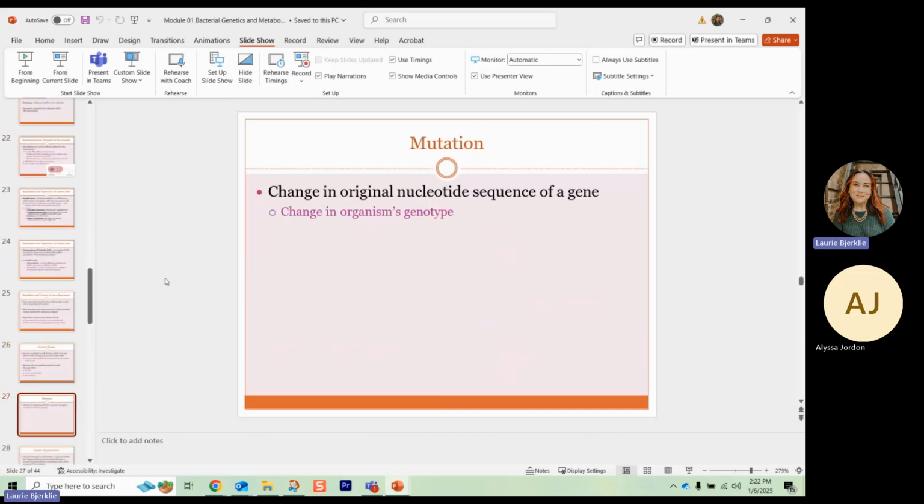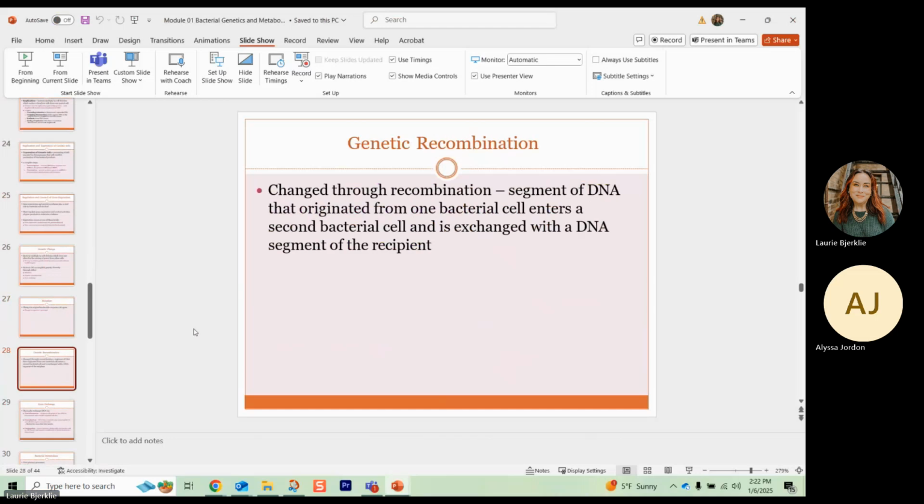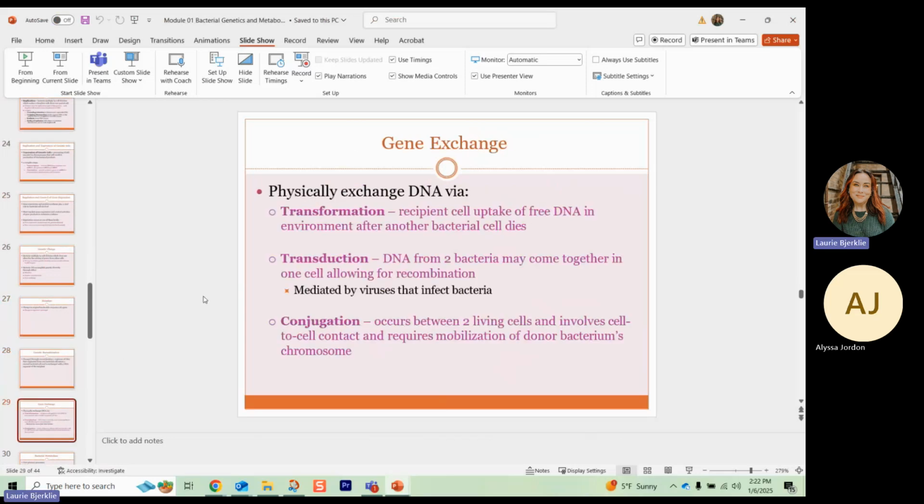So mutation is where they alter their genes somehow. They change the sequence of that gene and it becomes a slightly different gene. And now it's not the same. So mutation is just an alteration of the sequence in their gene. Genetic recombination is where they take a segment of their DNA and exchange it with a different segment of DNA from another cell. So they swap DNA segments and recombine that way. The new DNA segment comes in and goes into where the other one was. And that will change up their genes. And then gene exchange is where they can actually physically exchange DNA.